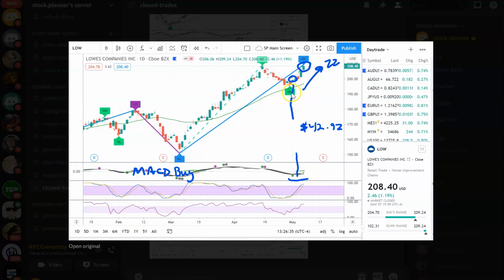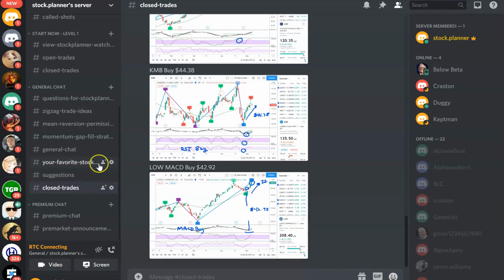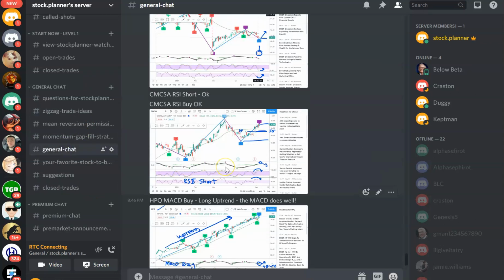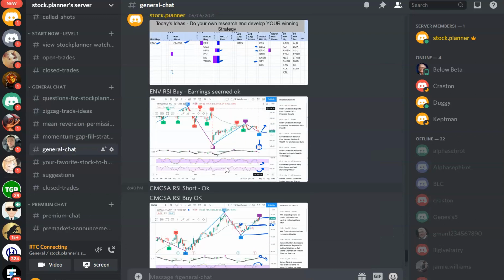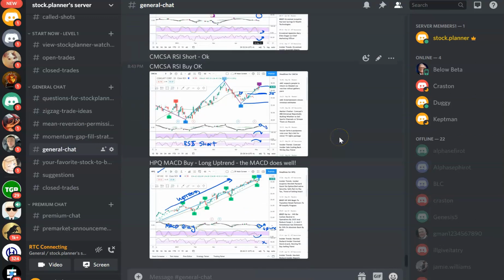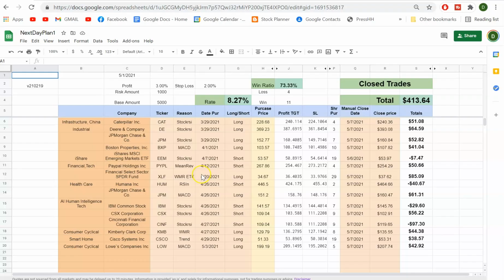And that's usually about 2 bars. Anyway, $42 profit. This is closed trades. And we have the zigzag trade ideas. And in general chat, I've got tomorrow's buys or things that I'm looking at. This Discord chat is free. Please join. Back to the closed trades since May 1st.